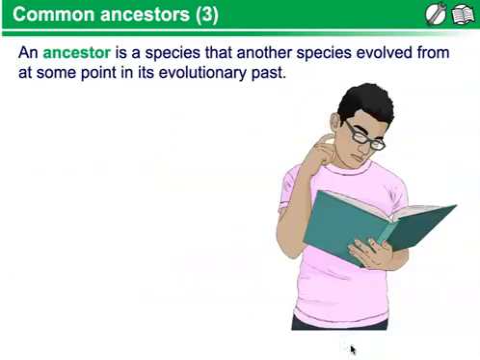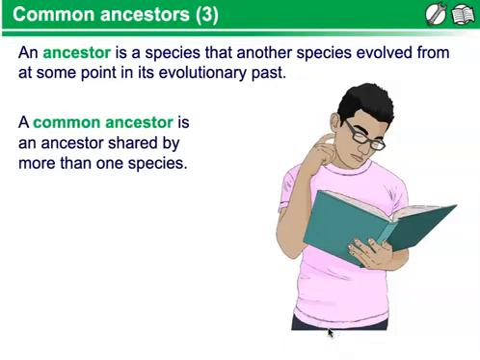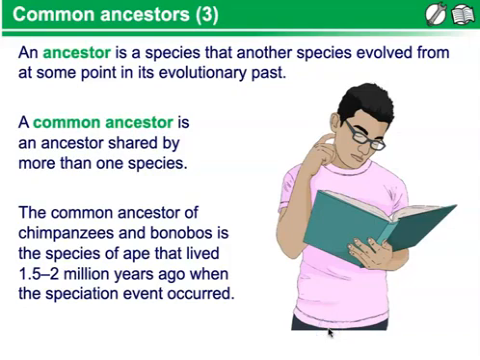An ancestor is a species that another species evolved from at some point in its evolutionary past. A common ancestor is an ancestor shared by more than one species. The common ancestor of chimpanzees and bonobos is the species of ape that lived 1.5 to 2 million years ago when the speciation event occurred.